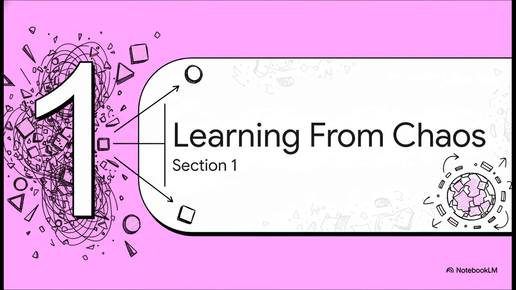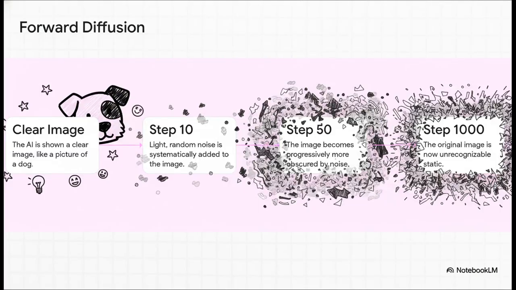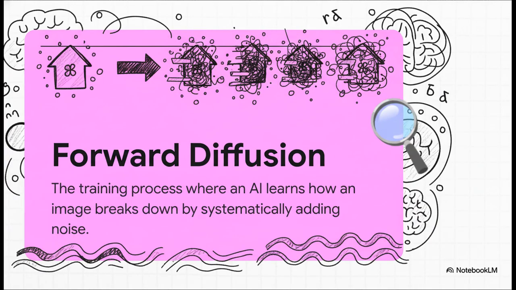So how does a machine learn to create something new? Well, here's the paradox. It starts by learning how to destroy. Okay, so during its training, the AI gets shown millions of images, like this really clear picture of a dog. Then, the system starts adding tiny bits of random noise, step by step, over and over again, until that original image is totally gone, and all that's left is a screen of pure static. This process has a name. It's called Forward Diffusion, and the AI's only job here is to watch and learn.